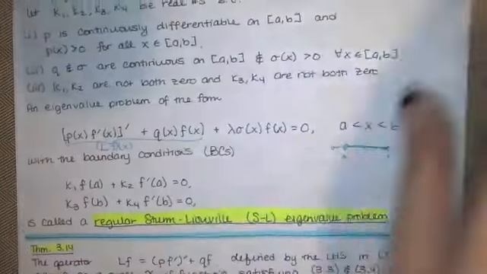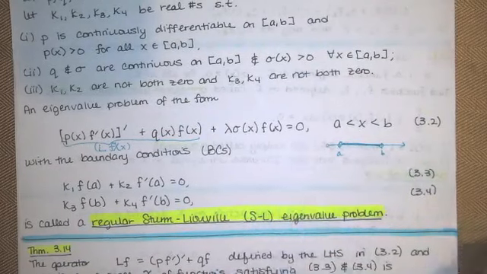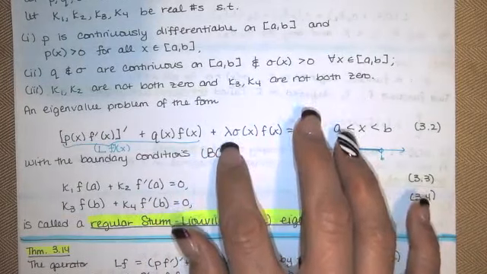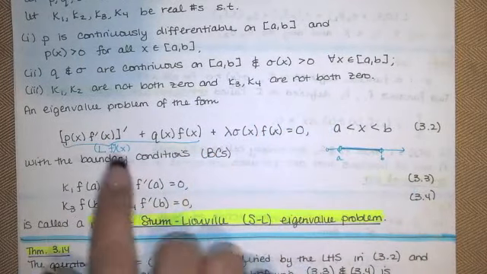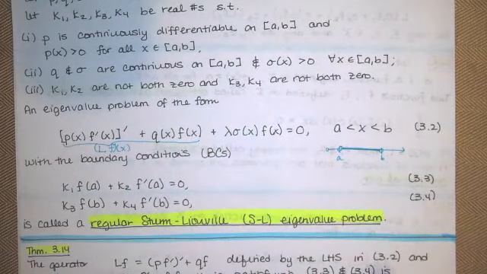Okay, so this is our differential equation. Now, if we wanted to come up with a formula for lambda, we could do the following. We could take this differential equation, multiply by f, and then integrate over the interval from a to b. When we do that, we come up with an expression that we can solve for lambda, and that equation that defines lambda is called the Rayleigh quotient.